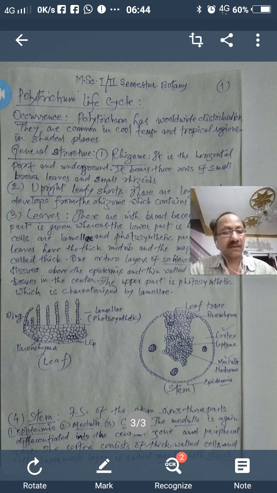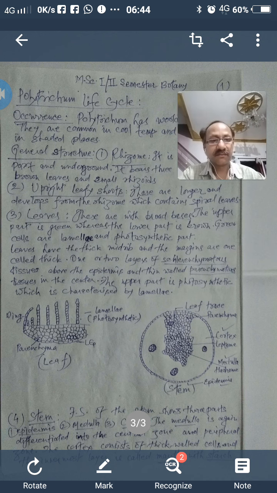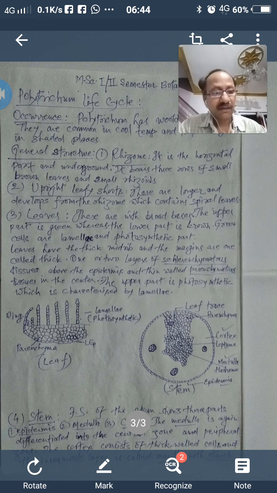General structure. Rhizome: it is the horizontal part and underground. It bears 3 rows of small brown leaves and small rhizoids. It is quite different from Marchantiales and Anthocerotales as well. The upright leafy shoots are longer and they develop from the rhizome, which contains spiral leaves.